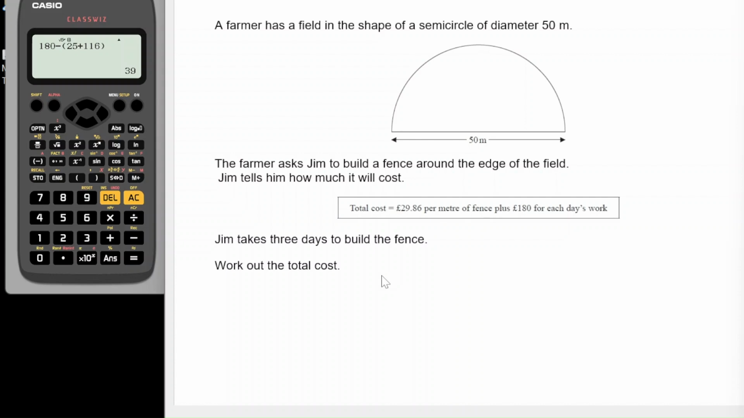Right, so we're going to work out the perimeter of the shape first of all. So the perimeter of the shape is half of a circle, so that would be pi, half the circumference of a circle, so that would be pi times the diameter divided by 2, plus this bottom edge here, so plus 50. That's often forgotten about when working out the perimeter of a semicircle. So that's going to be 25 pi plus 50.